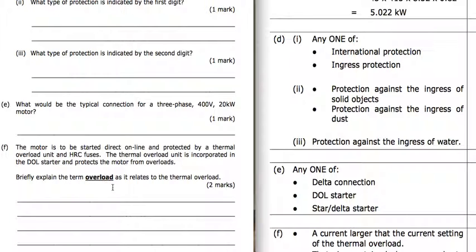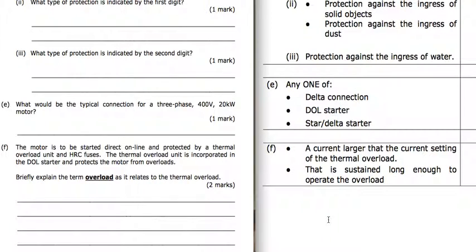Briefly explain the term overload. So overload is when we get a high current, larger than the normal current, and that it's sustained for a long time to operate the overload. So it's not a huge short circuit current, it's just a higher than normal current that's for a long duration that operates the overload.